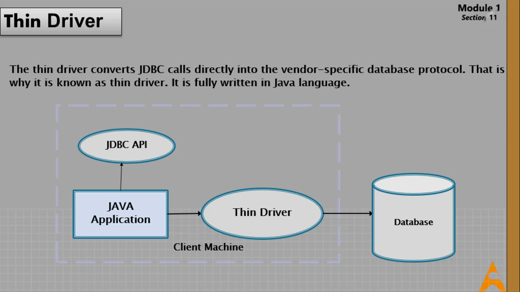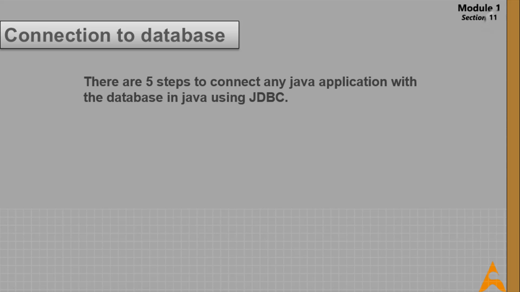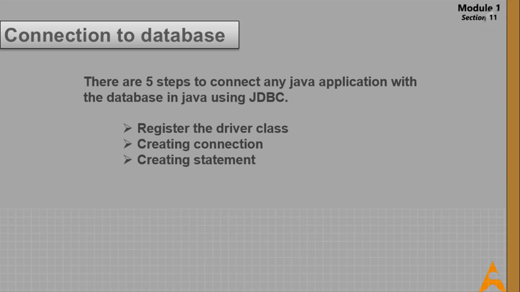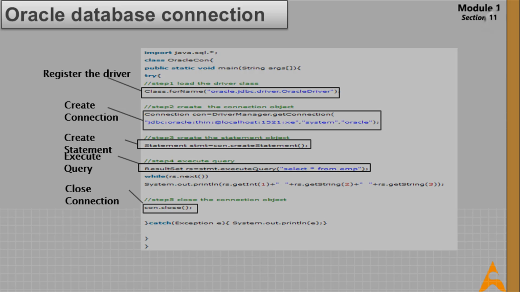Now let's talk about creating connection with database using JDBC API. There are 5 steps to connect any Java application with the database in Java using JDBC. They are as follows. Register the driver class. Creating connection. Creating statement. Executing queries, and closing connection. Let's understand it with an example. I am showing you a program that defines all the stated steps. Watch it carefully.